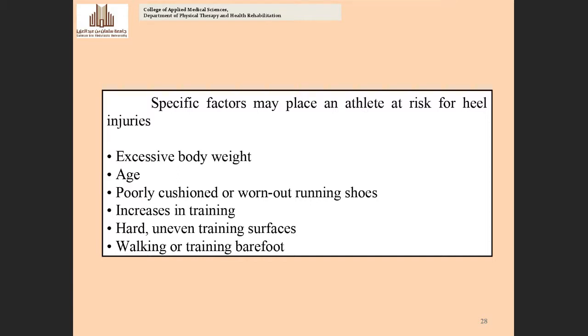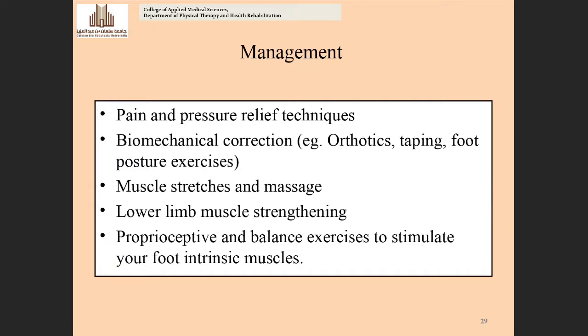There is also a chance with poorly cushioned or worn-out running shoes, so if the footwear is not proper, or if the person has undergone repeated training or increases in training, or if the surface is very hard or uneven, or walking or training barefoot. These are some of the possible factors which may lead to a bruised foot, and you can suspect a fractured or bruised foot, or a fractured calcaneum.